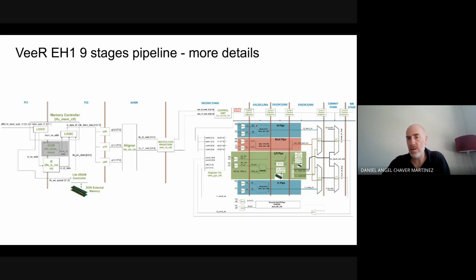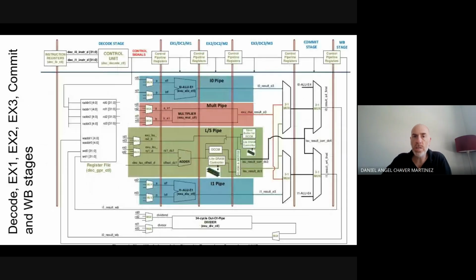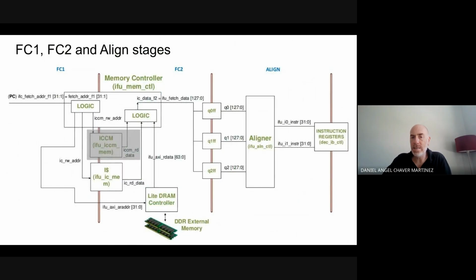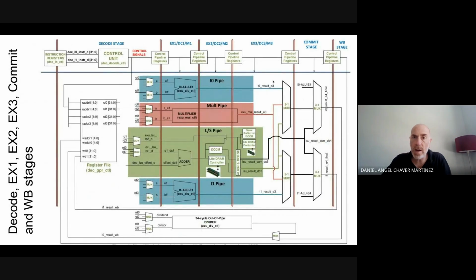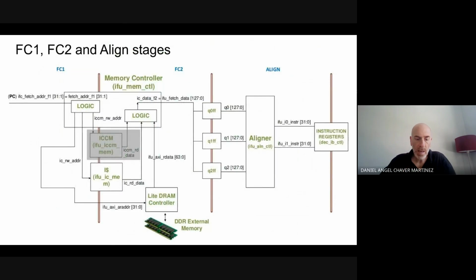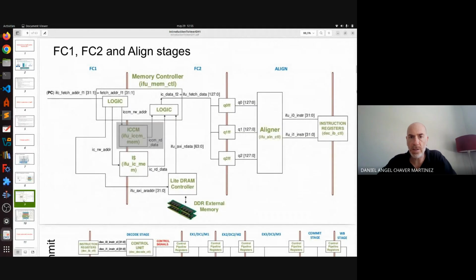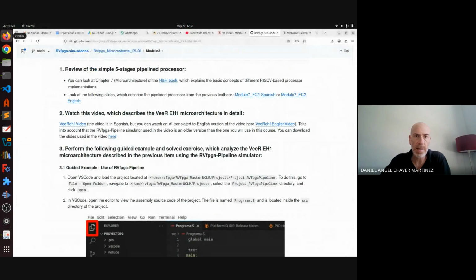As I said, this cannot be seen in detail, but it's good for us to have a view of the whole pipeline. After this, we have 2 slides that show us the details of each stage in 2 different pictures. So the first one is for the front-end fetch and align stages. The second one is for the back end of the processor, which is from the decode stage to the write back stage. Okay? Any questions so far about the microarchitecture? Now I'm going to go in detail for each of these stages. Any questions so far?